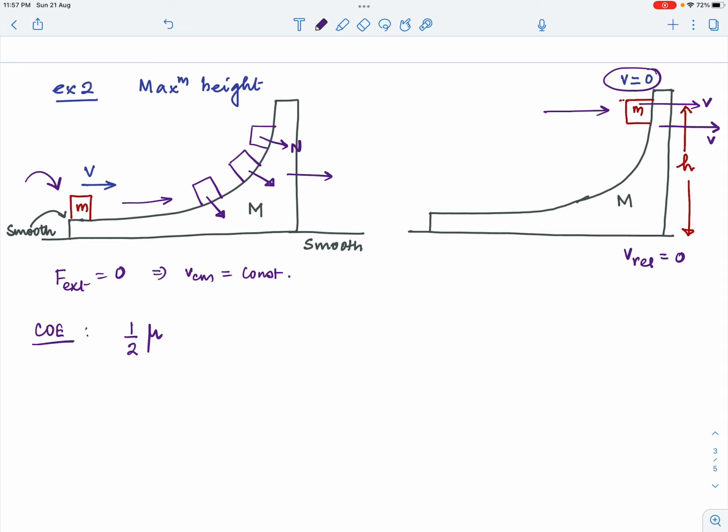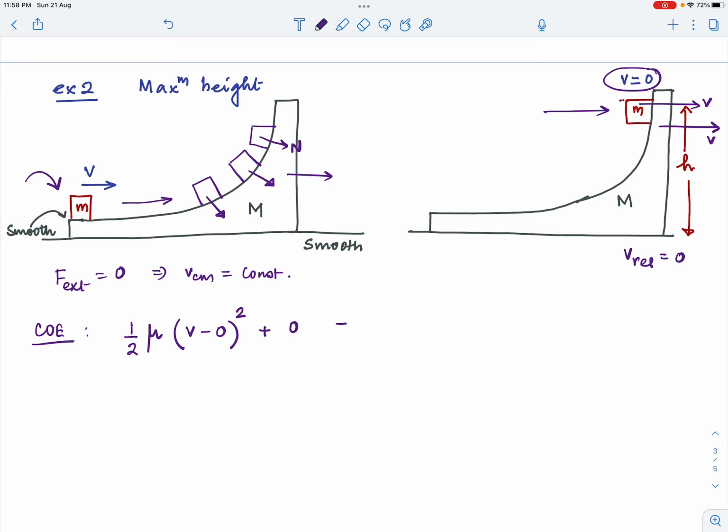So, I will directly start with the reduced mass energy term, half mu into the relative velocity of the two, which is v minus 0, v for the small block, for the wedge the initial velocity is 0. So, this is the first term that we get. In kinetic energy, the potential energy here is 0.